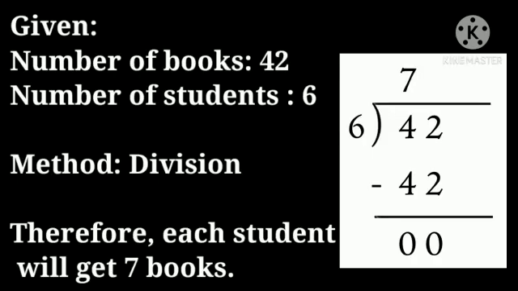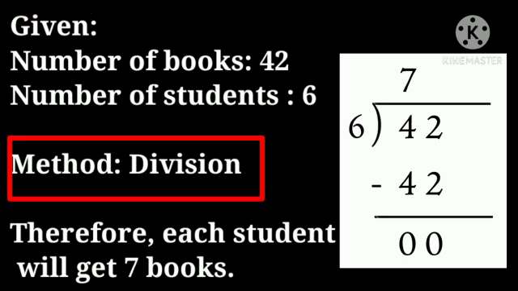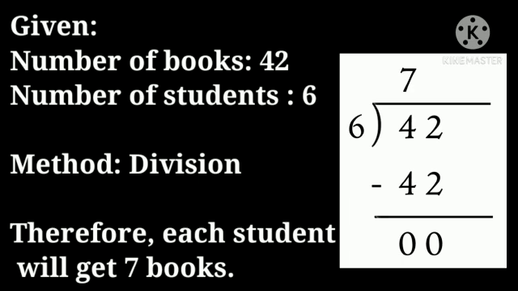The solution will start with given. What information is given to us? Number of books 42, number of students 6. Next one is method. Which method are we going to use? Division. Now let's start with the sum. Draw the columns, arrange the numbers. We will start saying the 6 table till we get the number 42. So 6 sevens are 42.